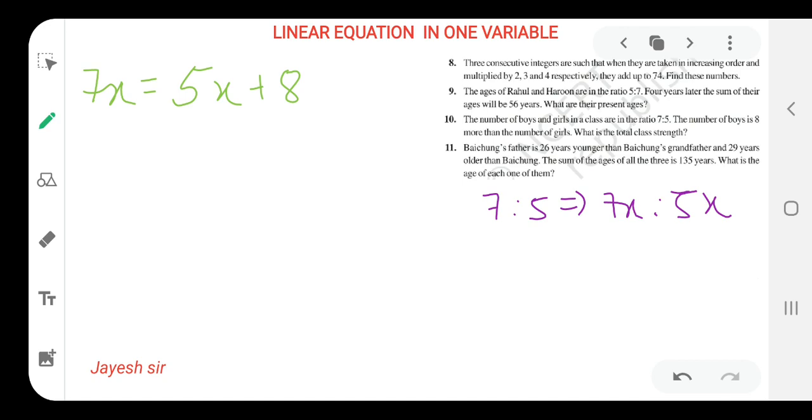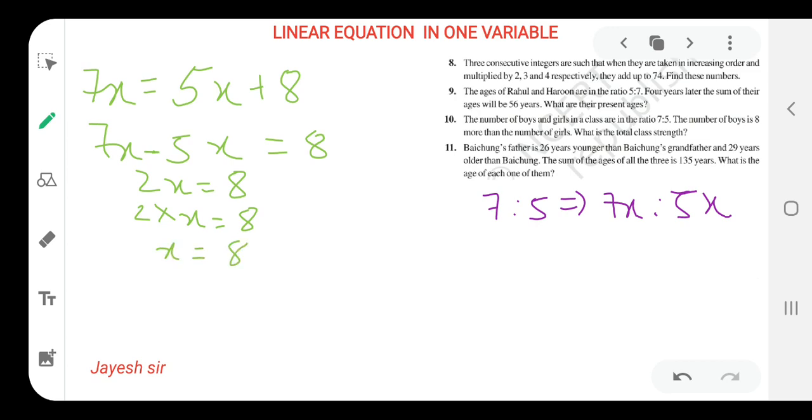Now we have shown them with the equal sign. Now we can solve and find the value of x. 7x minus 5x, and as per the transposition theorem, 8 stays as it is. Now 2x is equal to 8. 2 multiplied by x is equal to 8. x is equal to 8 by 2. That means the value of x is 4. I hope you all are getting it.